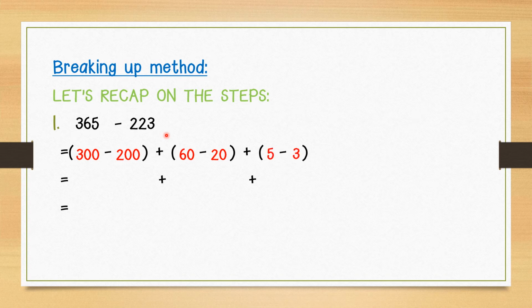So now for our second step, you can see we've brought down the addition sign there, but we still need to minus or subtract. So 300 minus 200 is 100. 60 minus 20 is 40, and 5 minus 3 is 2. Now we are going to add 100 plus 40 plus 2 will give us 142.